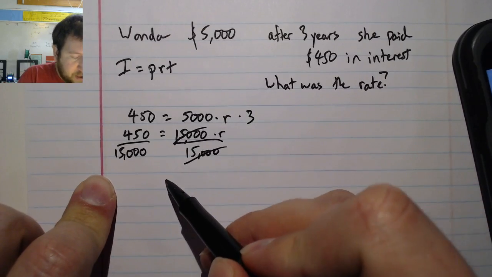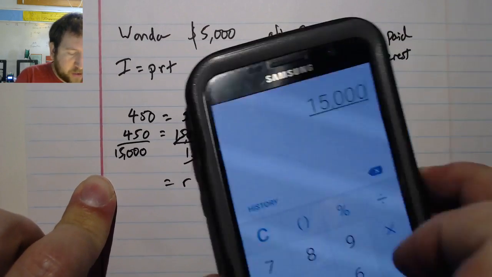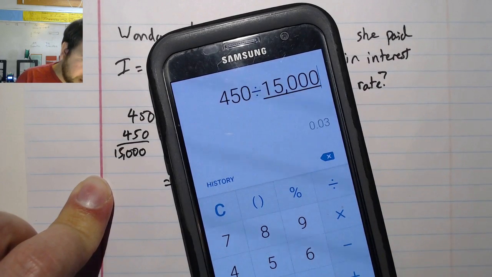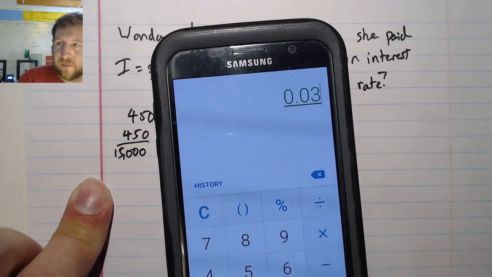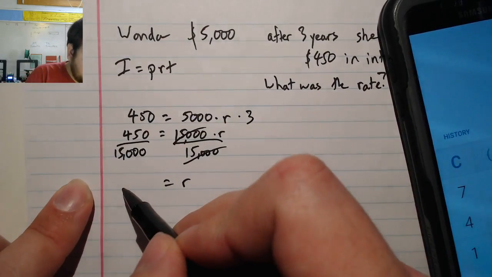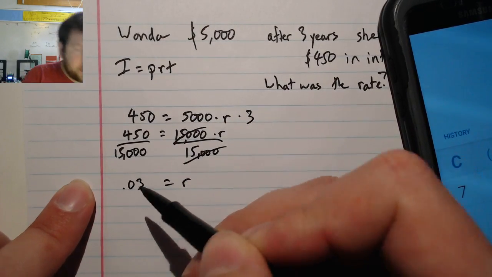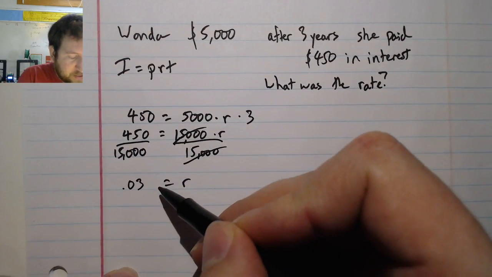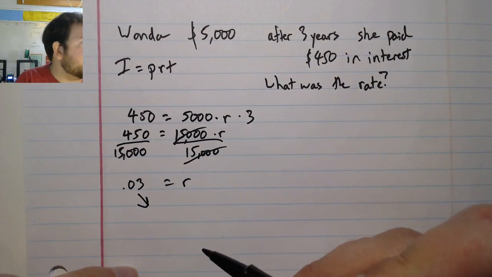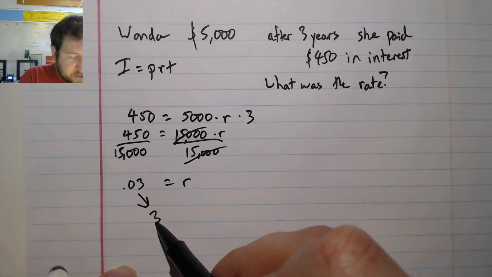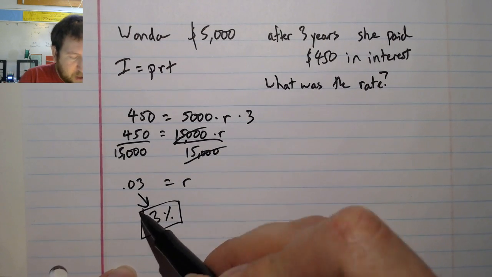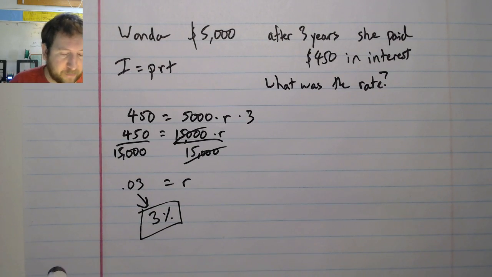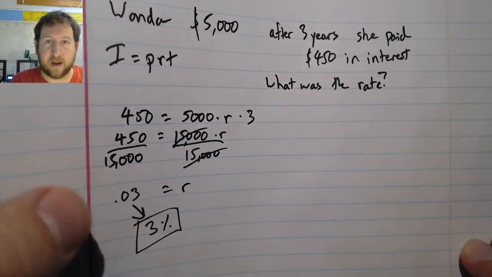Cross these off. I've got R equals 450 divided by 15,000. It's going to give me 0.03. Well, I'm really looking for a percent in this case, and I can turn this into a percent very easily. I'm just going to write this as 3%. It's the rate that she borrowed. 3% is actually a pretty good rate to borrow money at. I wish I could get 3% on some of my student loans.